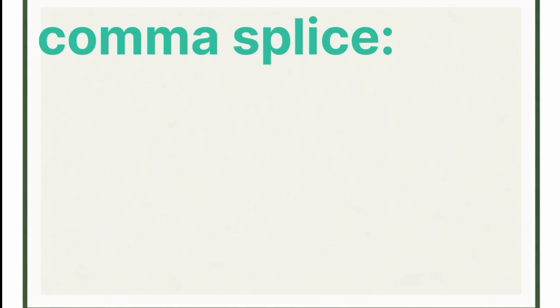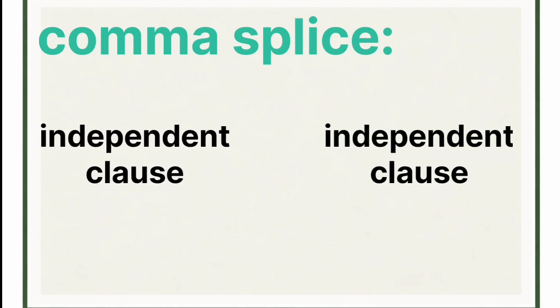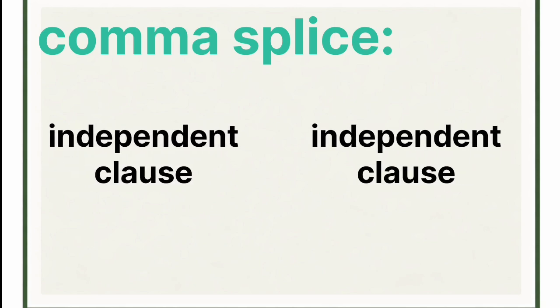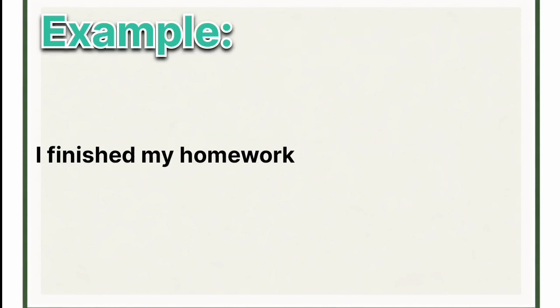I'd like to start with a simple definition of what we mean by the comma splice. Simply, a comma splice happens when two independent clauses are joined incorrectly with a comma. For example, I finished my homework, comma, I went to sleep.